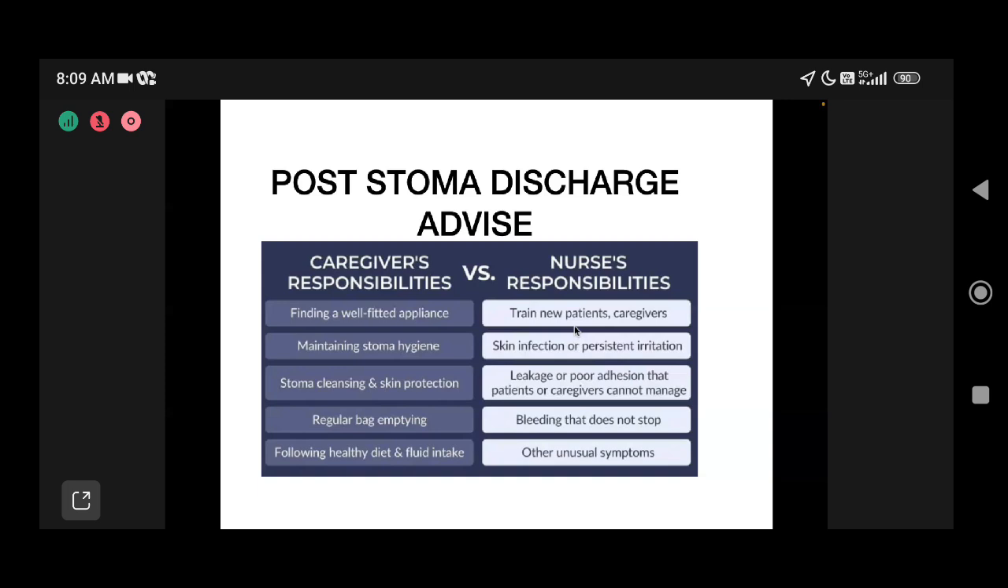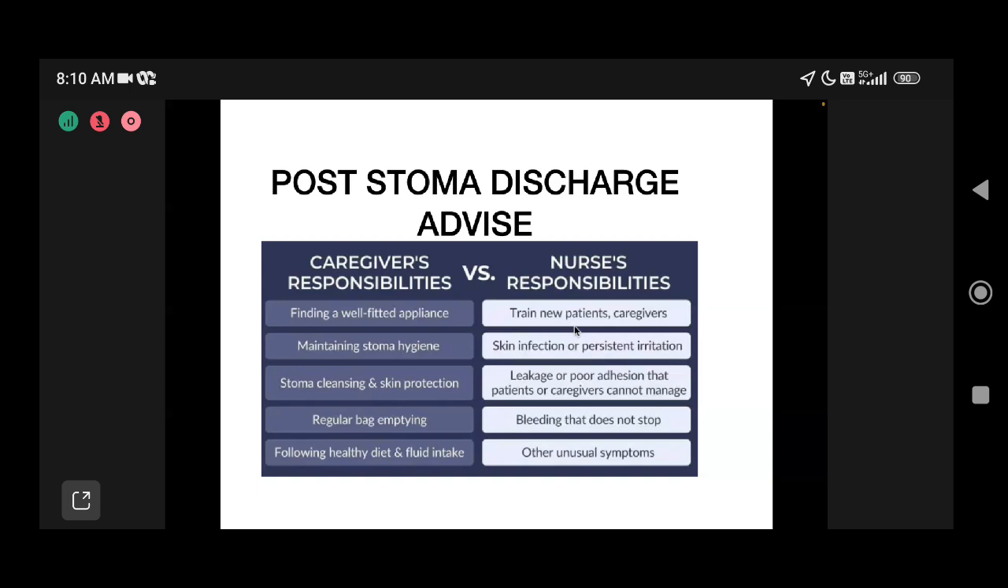Coming to the nurse's responsibility: train the new patients and caregivers. This is very, very important. Nurses have to extend their work and also do a lot of education programs and training, adding more new patients and their caregivers. This is all what is called community practice. Then the nurses should also educate about the infections which can happen, and irritation. So the advice given to the caregivers has to be carried out here also.